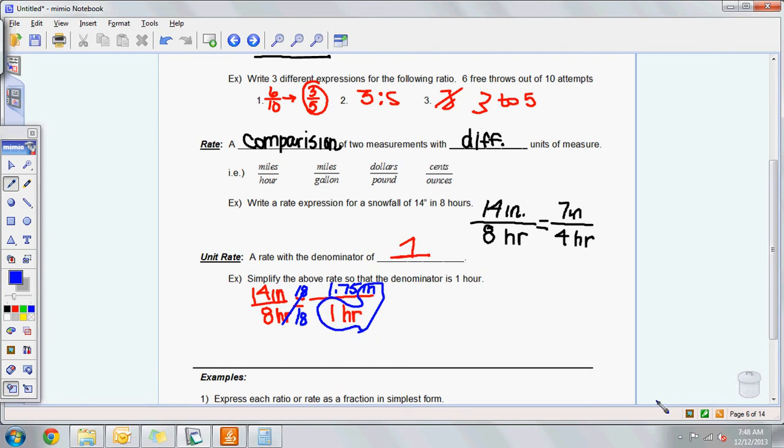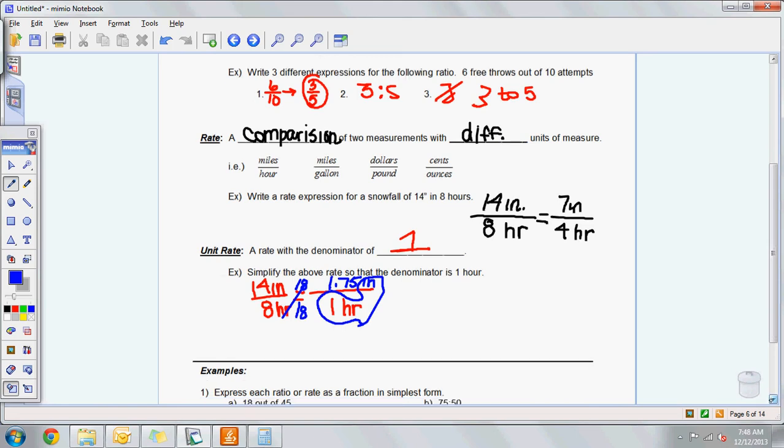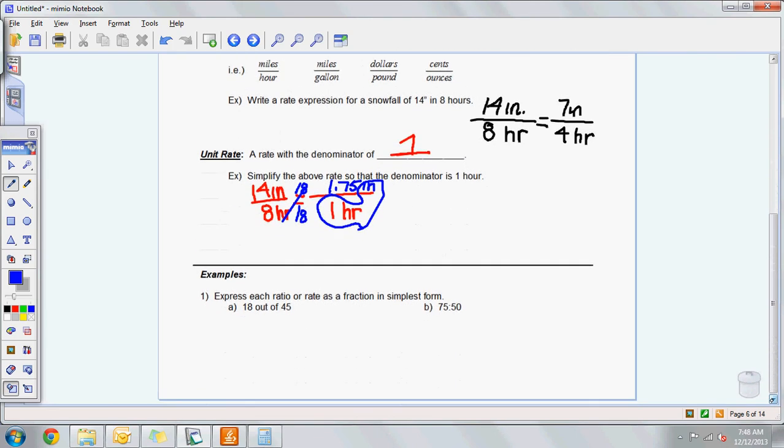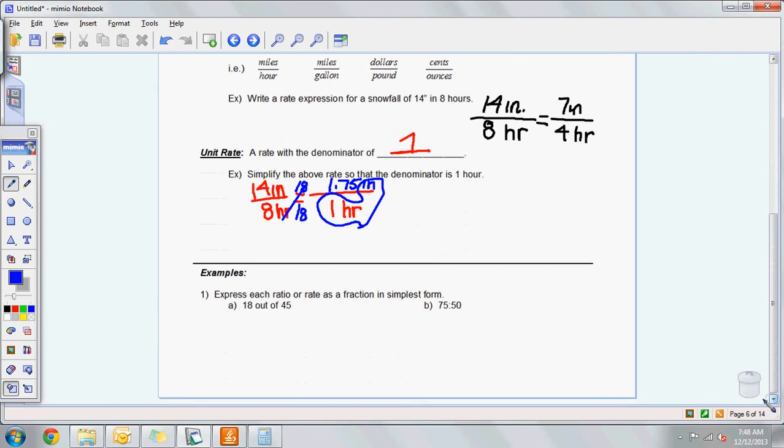All right? So what we have here now is a bunch of examples. I'm going to do one of each probably, and then make sure you fill out the questions below this. I'm going to ask you to do all of the second examples here to make sure that you guys are understanding. So the first example is express each ratio as a fraction. So we have 18 out of 45. It doesn't give us any units or anything like that. So since it's saying it's a ratio, I'm assuming that these are the same comparison of what it's asking.